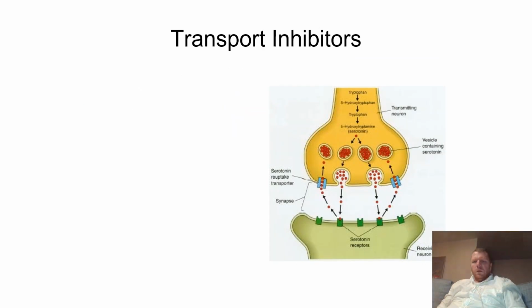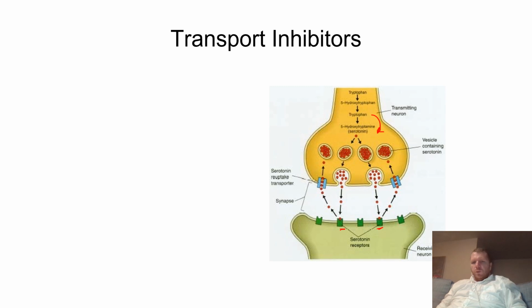Okay. So what this figure here on the right-hand side of this slide shows us is the synthesis of serotonin. So we've got tryptophan going to serotonin. Serotonin is packaged into these vesicles. These vesicles merge with the cell membrane, enabling the serotonin to be released, and ultimately that released serotonin binds with a receptor protein on a receiving neuron.